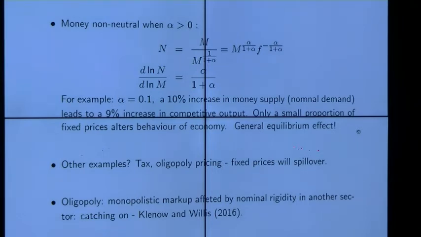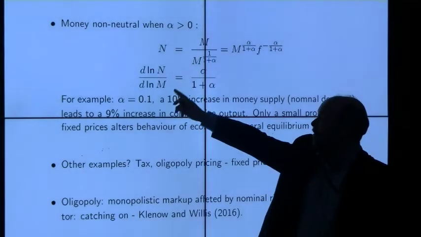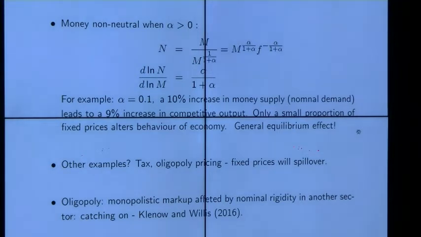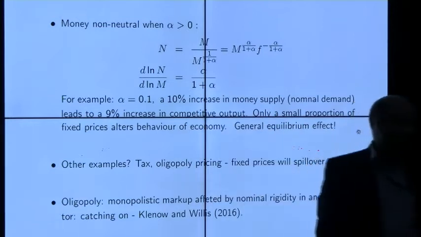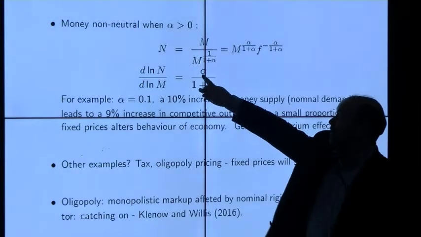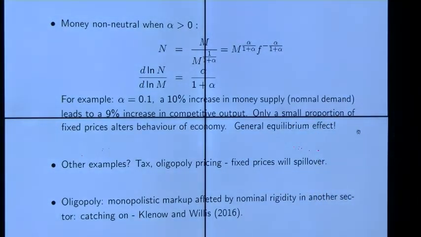It will depend how the competitive sector responds to the increase in the money supply will depend on alpha, which is the share of the fixed priced sector in the economy. So if there were no fixed prices, then this would effectively be zero. The output in the flexible price sector wouldn't vary with the money supply. But as you can see, if there is a fixed price sector, if alpha is bigger than zero, that will cause the money supply to influence output in the competitive sector.